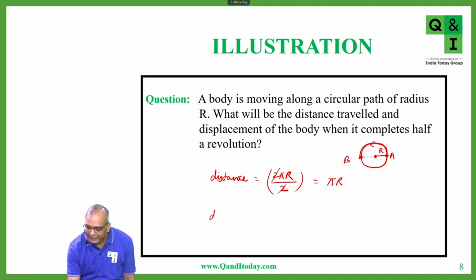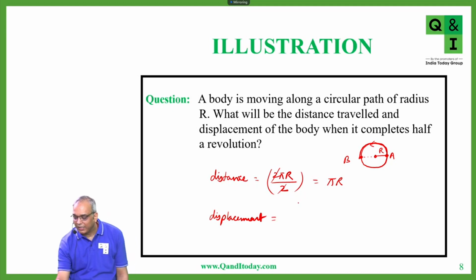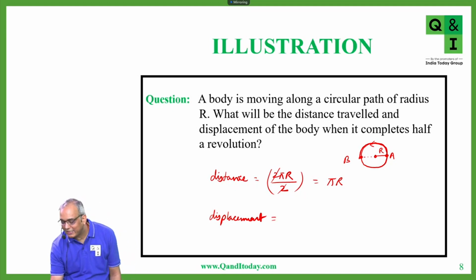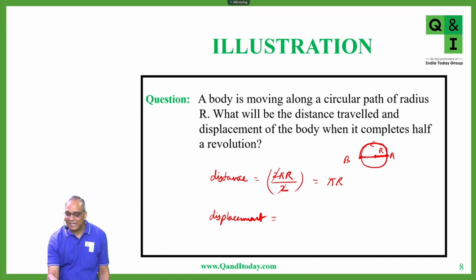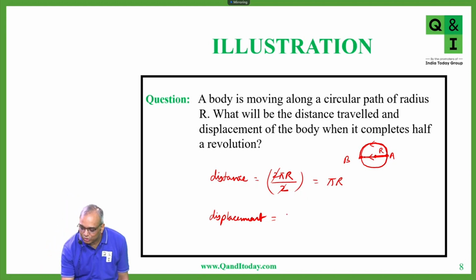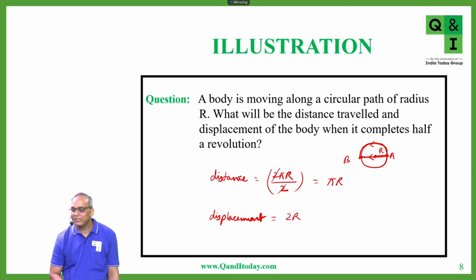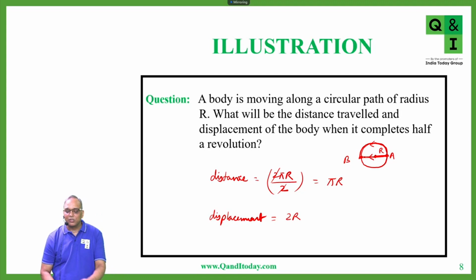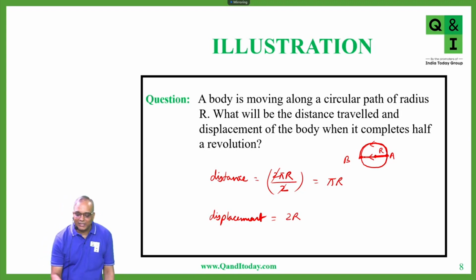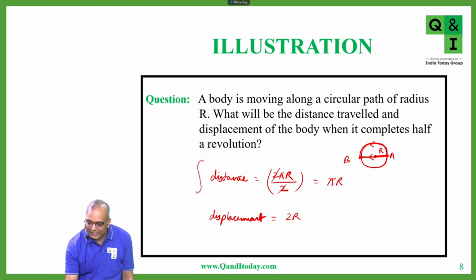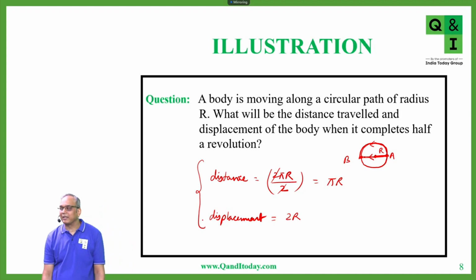Now, if we have to find the displacement, so displacement is equal to the shortest distance between initial and final position. So this is the shortest distance between initial and final position. It starts from A and goes up to B. This is the shortest distance, and the shortest distance is equal to the diameter, which is equal to 2r. So displacement becomes 2r. So distance is pi r and displacement is 2r. Is it clear? Is this question clear to everyone?